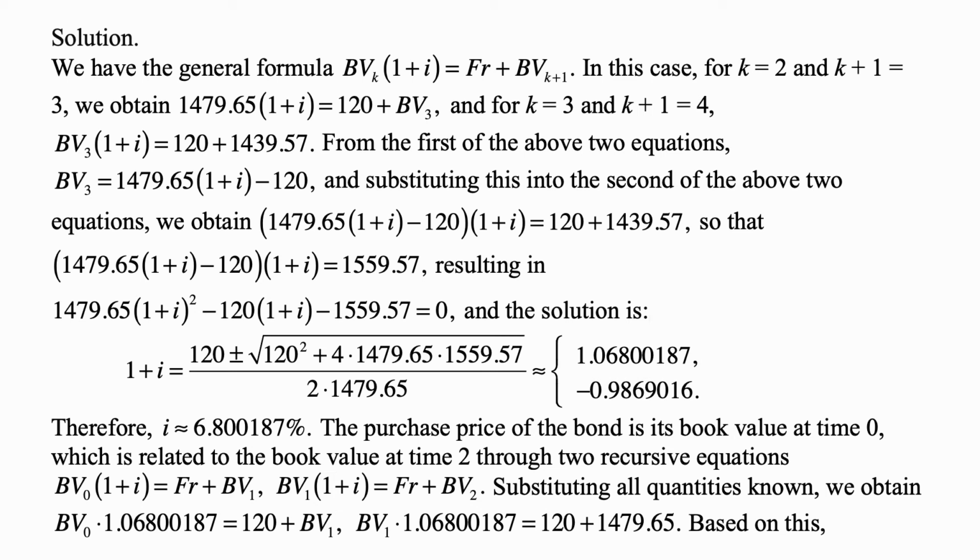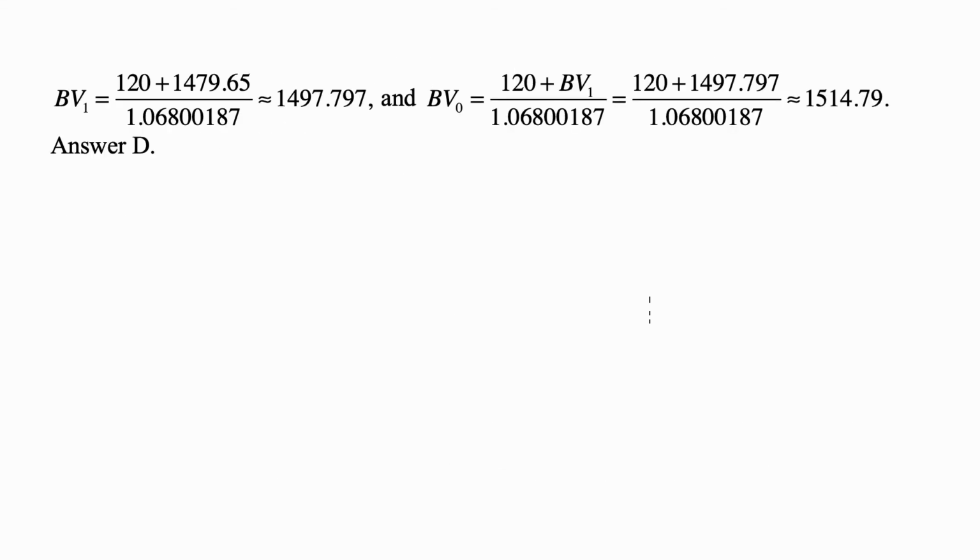Based on this, book value at time 1 is 120 plus 1479.65 over 1.068000187. That's approximately 1497.797, and book value at time 0 is 120 plus book value at time 1 over 1.068000187, and that's 120 plus 1497.797 over 1.068000187, and that's approximately 1514.79, which is answer D.